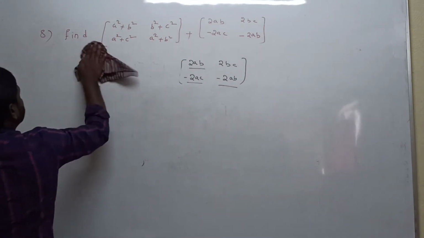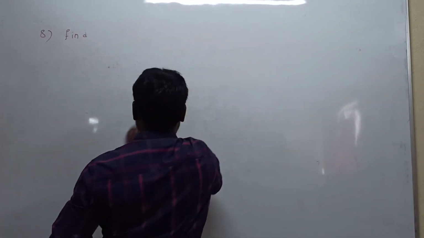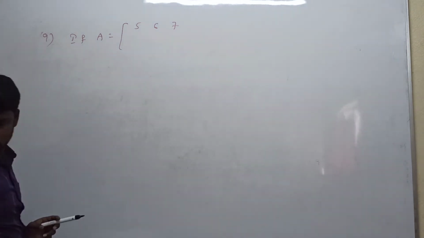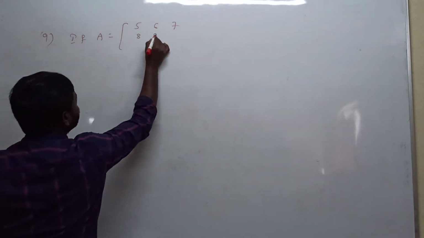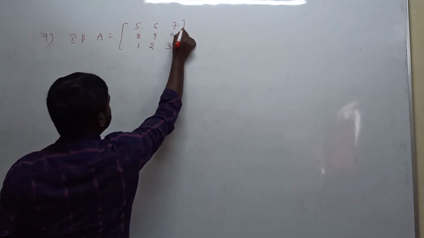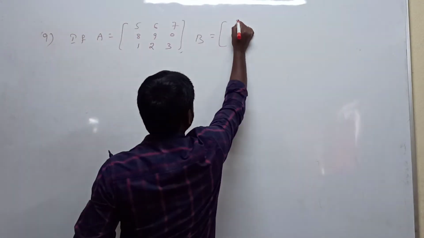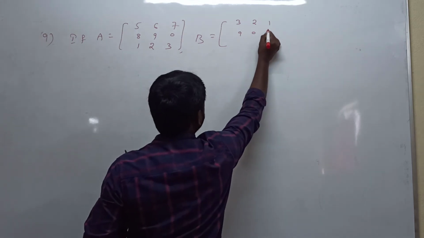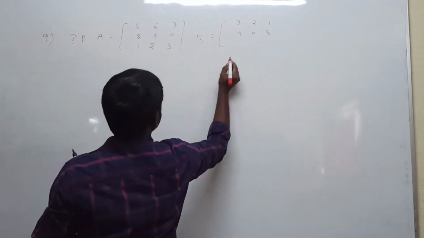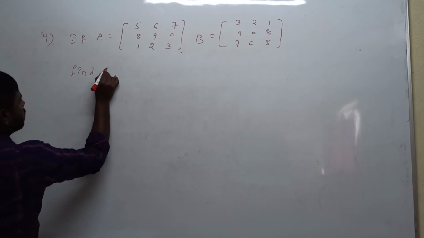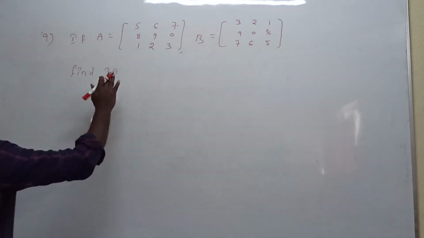Question 91. If A is equal to 5, 6, 7, 8, 9, 0, 1, 2, 3 and B is equal to 3, 2, 1, 9, 0, 8, 7, 6, 5, find 5A plus 3B.